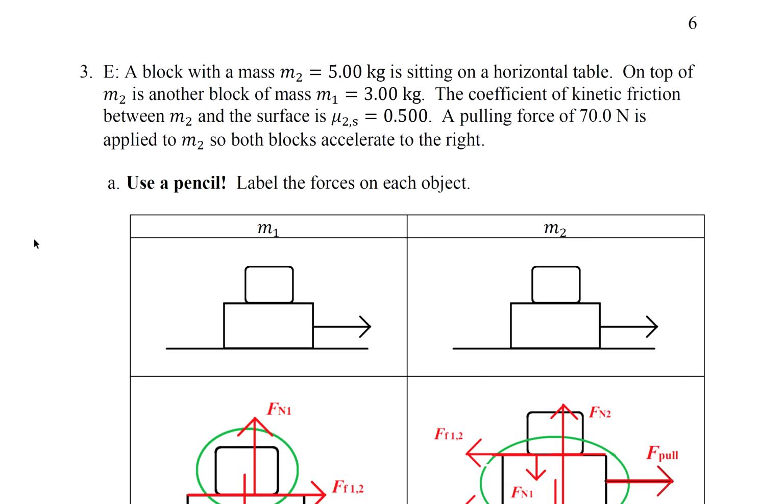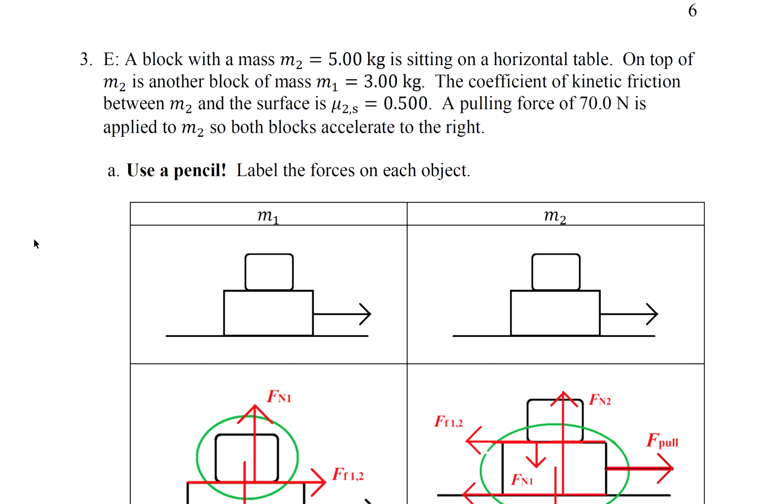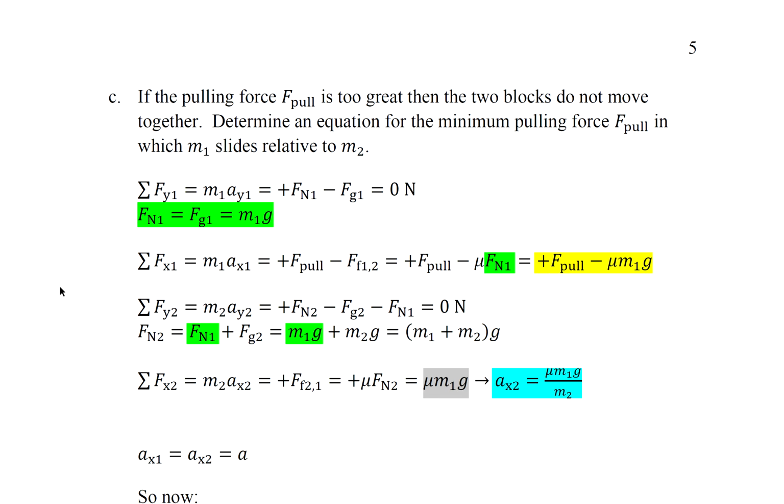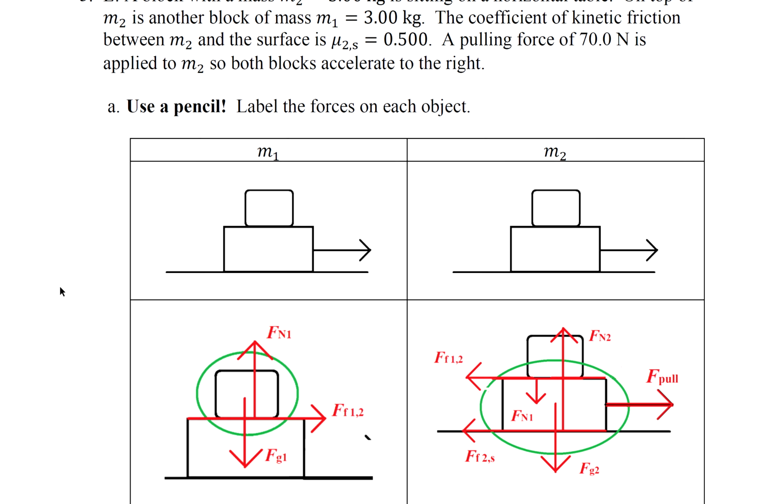Question 3. A block of mass m2 equals 5 kilograms is sitting on a horizontal table. On top of m2 is another block of mass m1 equals 3 kilograms. The coefficient of kinetic friction between m2 and the surface is 0.5. A pulling force of 70 newtons is applied to m2, so both blocks accelerate to the right. What's the difference between problem 3 and problem 2? In problem 2, we have the pulling force on m1. In problem 3, we have the pulling force on m2.